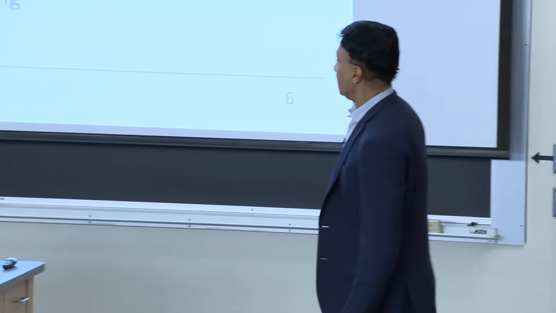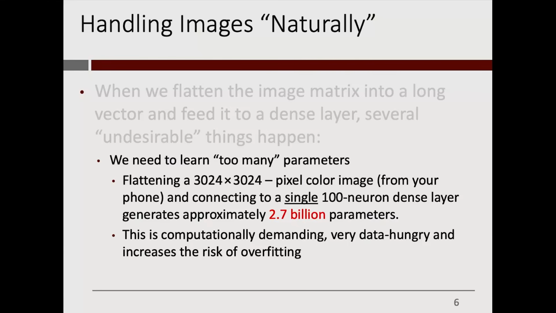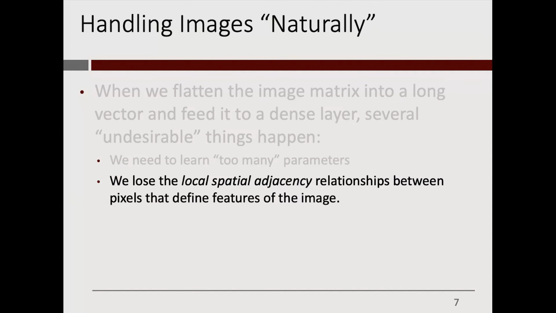We have to be smarter about this. That's not going to work, right? That's the first problem. So this clearly is computationally demanding, very data hungry, and increases the risk of overfitting. Okay? Next, we lose spatial adjacency. We literally are ignoring what's nearby. So that's a huge factor.